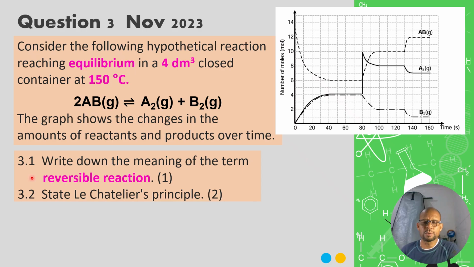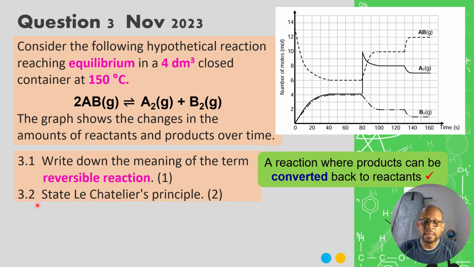Let's go to the first question that they ask us, 3.1. Write down the meaning of the term reversible reaction. Now, this question has been asked before, so one can see that it's important, and do make an effort to remember that particular definition or how to describe what a reversible reaction is. Very short and sweet, the answer is: a reaction where products can be converted back to reactants. So we're actually referring to back to the original reactants.